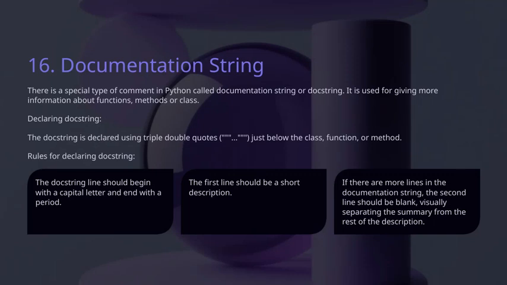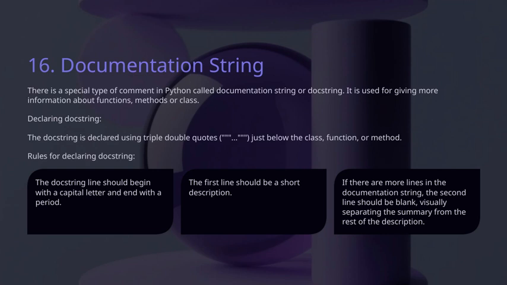Let's talk about something called a documentation string, or docstring for short. This is a special type of comment in Python that helps us provide more information about functions, methods, or classes. Essentially, it's a way to document what our code is doing, which is really helpful for anyone who reads it later, including ourselves. To declare a docstring, we use triple double quotes like this right below the class, function, or method definition. This is different from regular comments because it actually becomes part of the object's documentation.